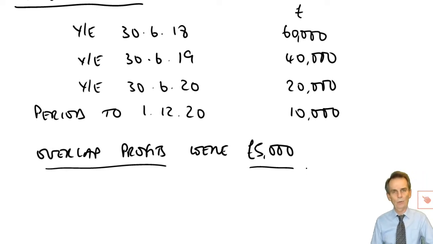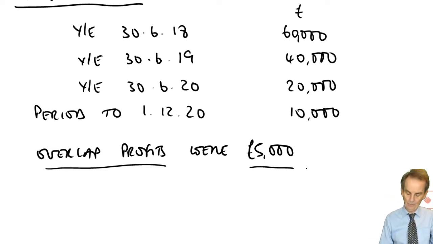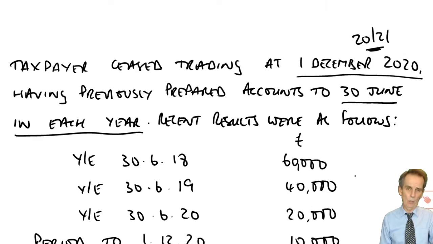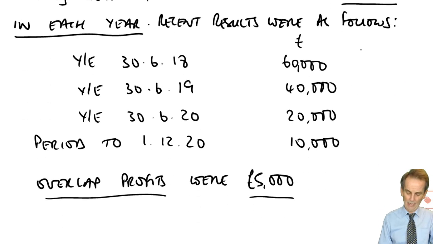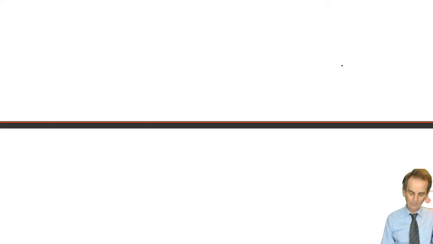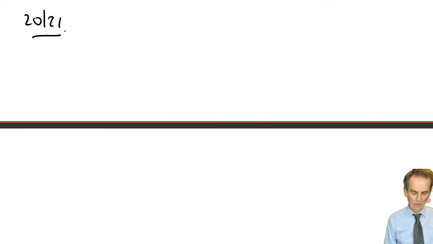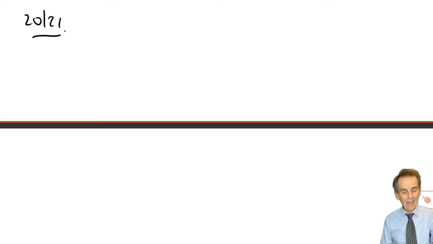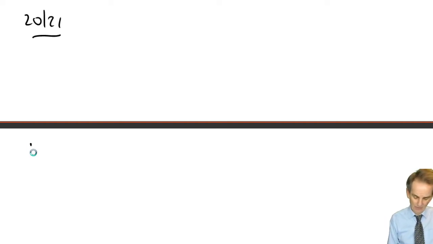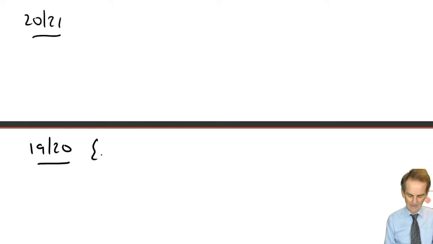So let's go through that process again, shall we? We've already done step 1, identify the final tax year. So here we go. Final tax year 2021. Note it, identify it, and then step 2, go back to the penultimate tax year. Well, the penultimate tax year is 1920. That we will assess using current year basis.